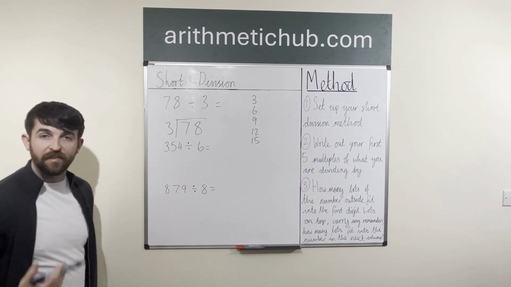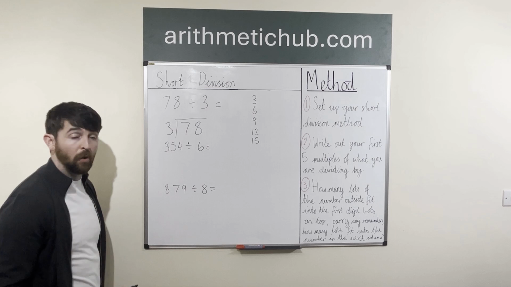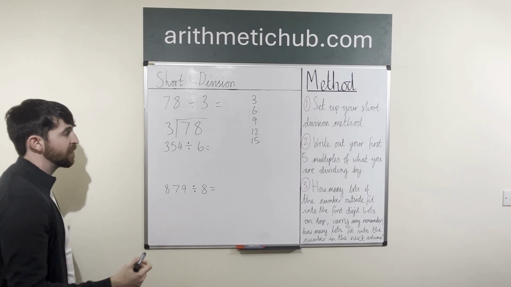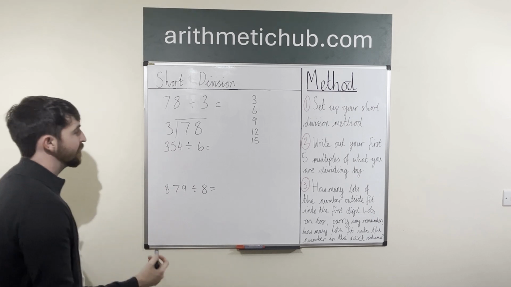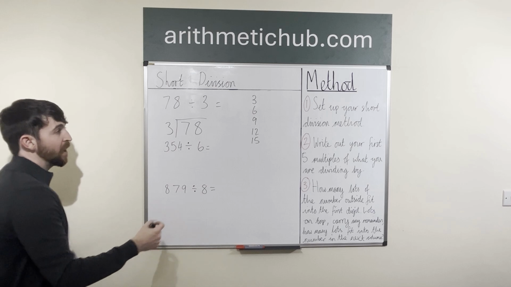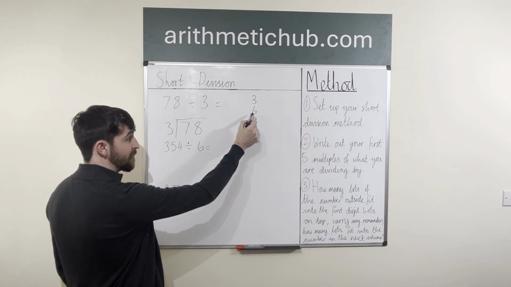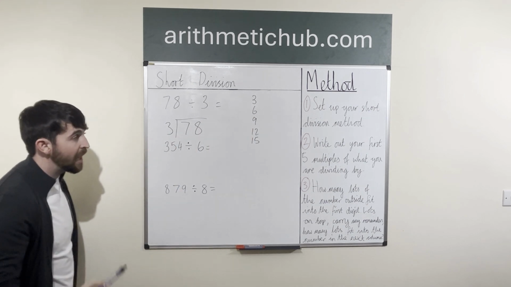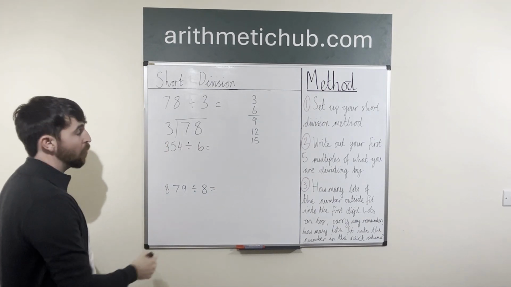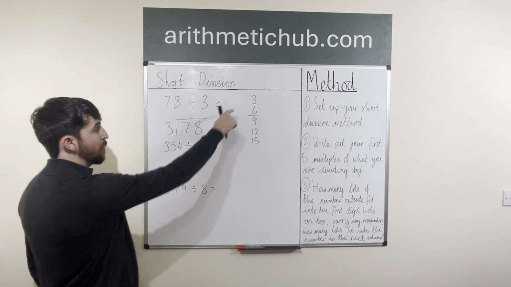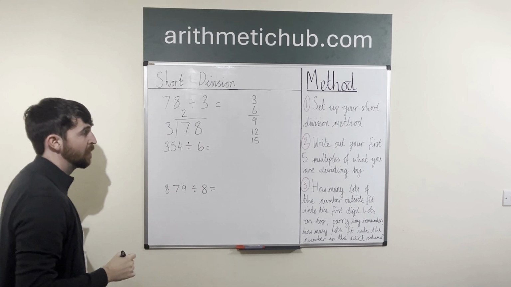So first things first, can I do it? Yes, I can do it because 3 is smaller than 7. So I know there are going to be some lots of 3 that fit into 7. Let's see where I can go up to. 3 would fit into 7, 6 would fit into 7, 9 wouldn't, 9's too big. So I've had to stop at 6, haven't I? So how many lots of 3 fit into 7? 1, 2. 2 whole lots fit into 7.